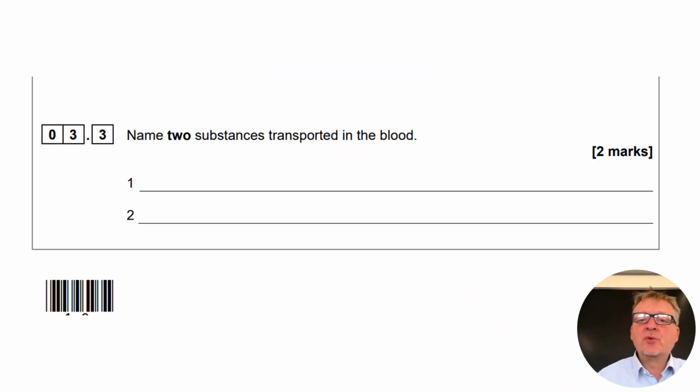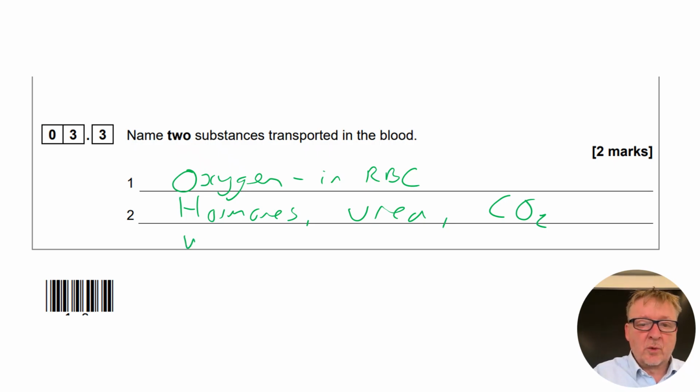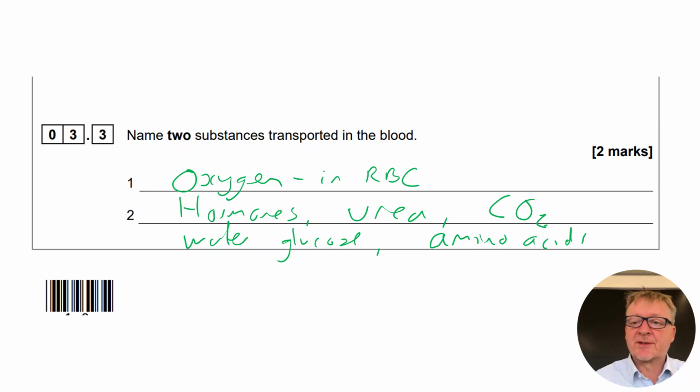3.3. Name 2 substances transported in the blood. Okay, I've just mentioned them again. We've got oxygen, which is in red blood cells. Loads of other ones could be hormones. Urea is your waste product, which gives it the yellow color. Carbon dioxide is transported in the plasma itself. Water, glucose, amino acids. There's loads and loads of different things that could be transported.